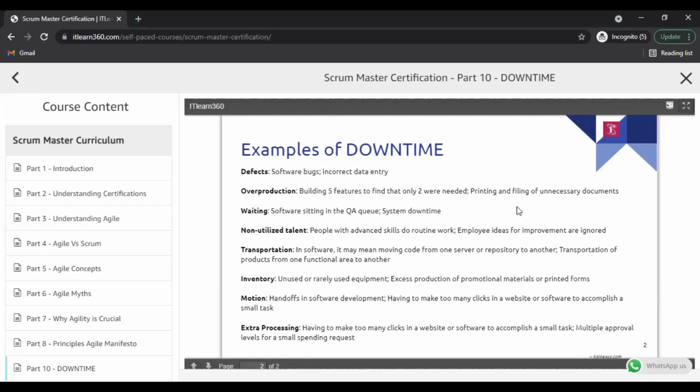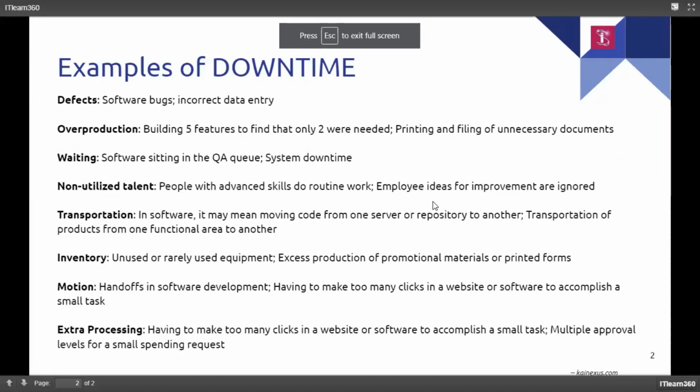Defects are software bugs or incorrect data entry or information, which was not expected as per the functionality desired. So that is called defects. Another is overproduction, such as building 5 features only to find that only 2 were needed, and that's the reason it's called overproduction. Printing and filing unnecessary documents is another waste, and that's what agile helps to eliminate.